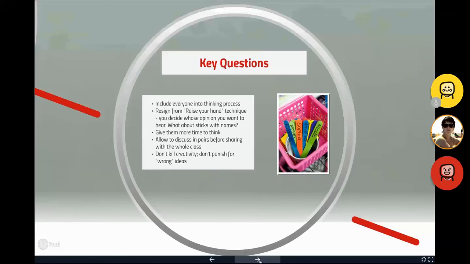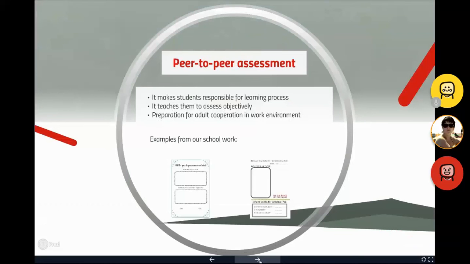The first category is peer-to-peer assessment. It makes students responsible for the learning process. It teaches them to assess objectively. You don't need to like each other, but you have to stay objective while assessing. It prepares them for adult cooperation in the work environment because, as you know, you also have to work with different people. You don't have to see eye to eye, but you have to do some projects.